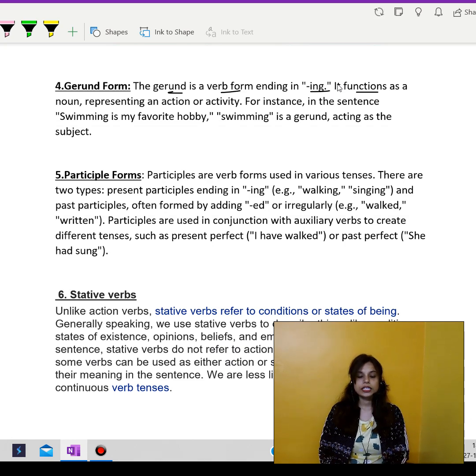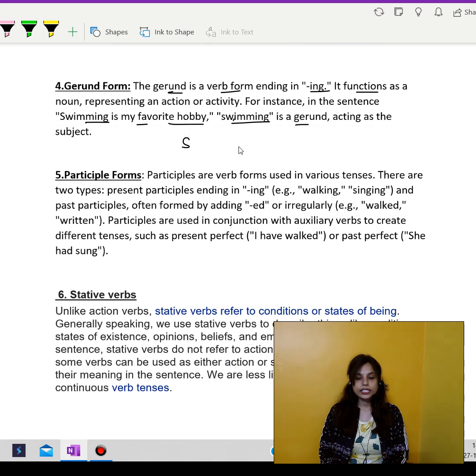For instance, in the sentence, swimming is my favorite hobby. Over here, swimming is a noun and not a verb, because here someone is saying that swimming is my favorite hobby. So it's a noun. Swimming is a gerund over here, acting as the subject in the sentence.